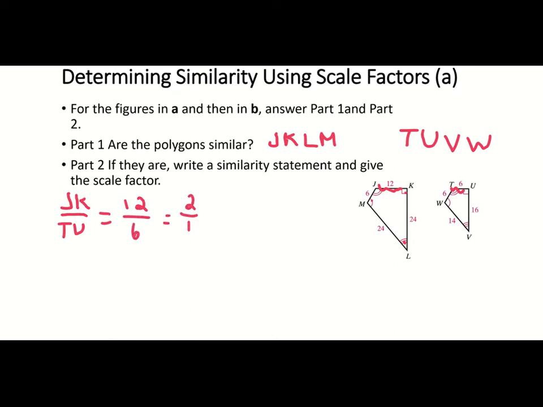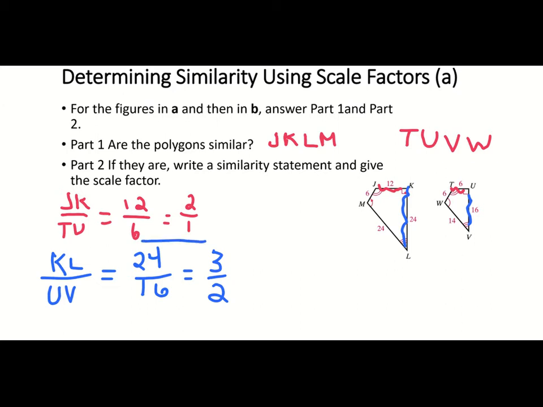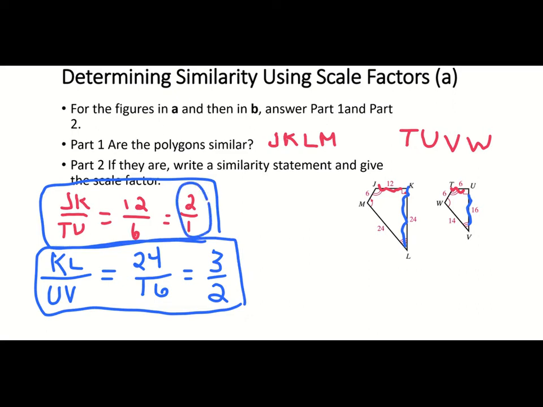to 2 over 1. Now, if I continue around and look at KL and UV, KL over UV is going to give me 24 over 16 if I put the measurements in there. I can simplify them both by 8, so if I divide them both by 8, I end up with 3 over 2. I'm going to stop right there, because these 2 ratios did not simplify to the same thing. One is 2 over 1 and the other is 3 over 2.